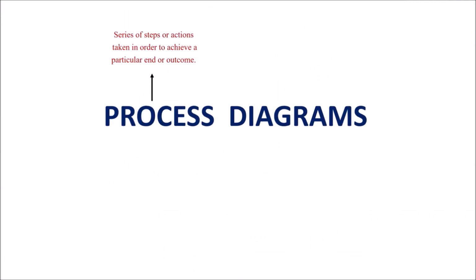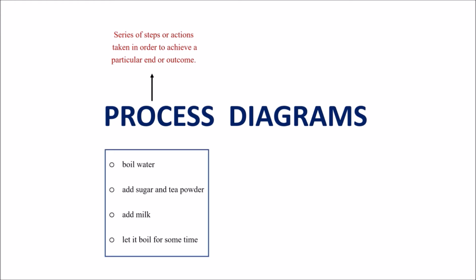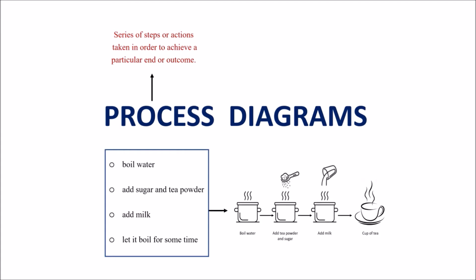A process is a series of steps or actions taken in order to achieve a particular end. For instance, to make a cup of tea, you perform a series of 4 to 5 steps. You boil water, you add sugar and tea powder, next you add milk, you let it boil for some time before finally serving it hot. That's a process of making tea, where the end result is your cup of hot tea. Now, if we represent this process in visual form, it looks something like this. This process diagram illustrates how to make tea.